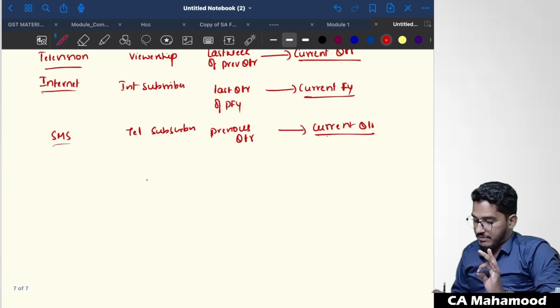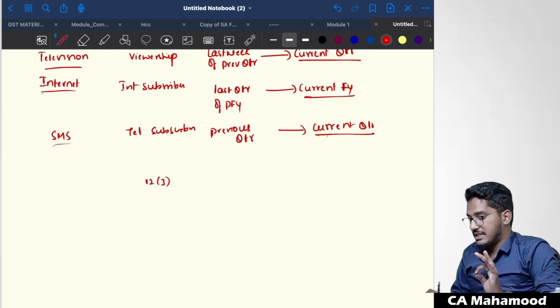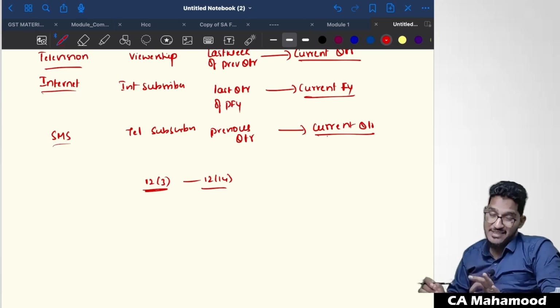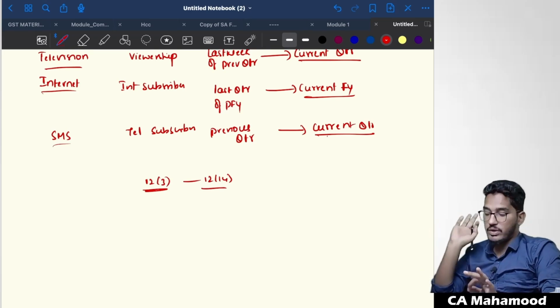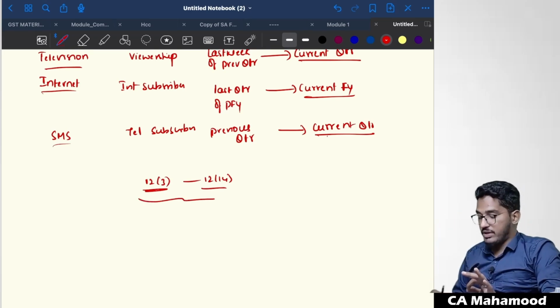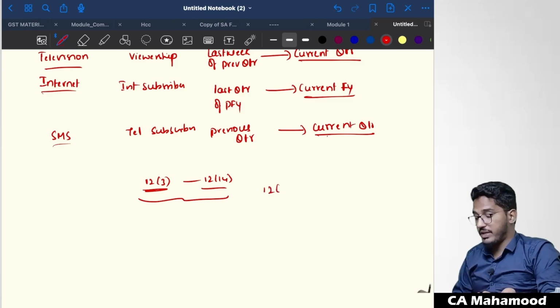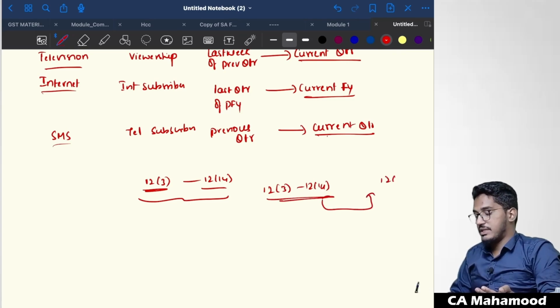So now with this, we have covered all the special cases, 12 subsection 3 to 12 subsection 14. Each subsection is talking about special case of service and how to determine place of supply. And as I've told, if any service is not falling under any of this category, if the service whatever you are providing doesn't fall under 12 subsection 3 to 12 subsection 14, then how to determine place of supply? Then you have to follow 12 subsection 2.